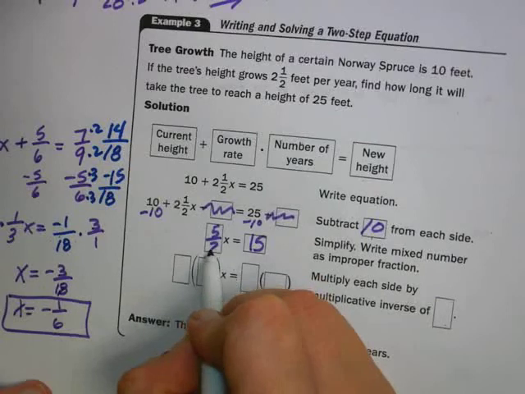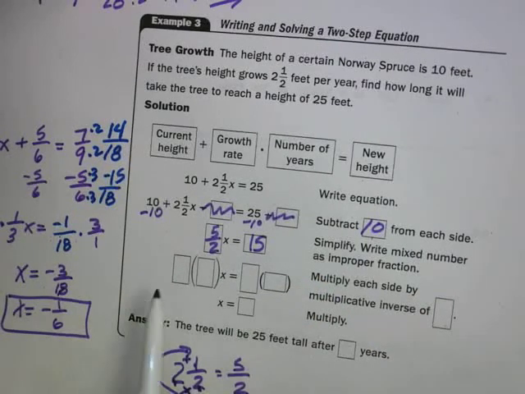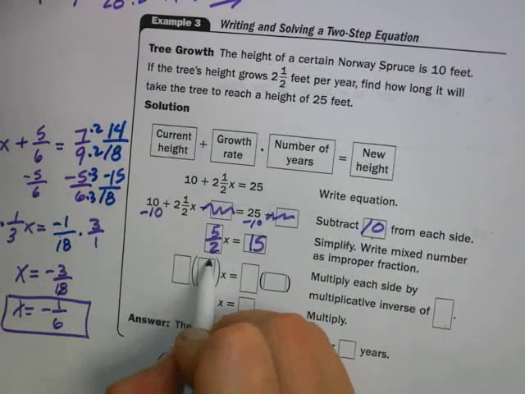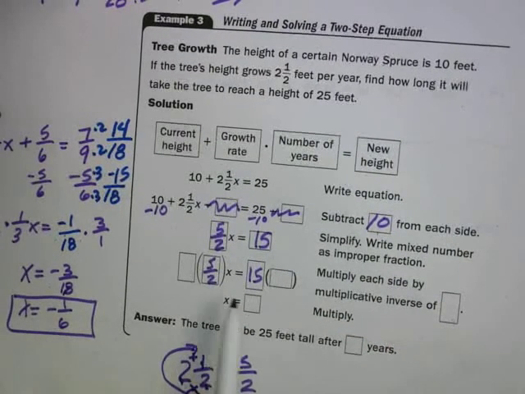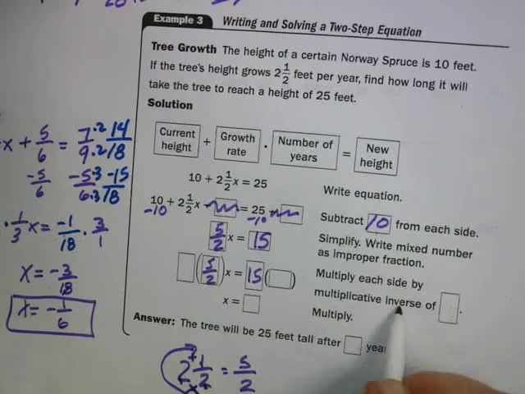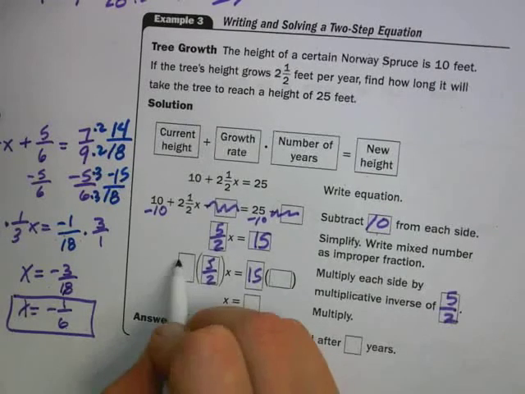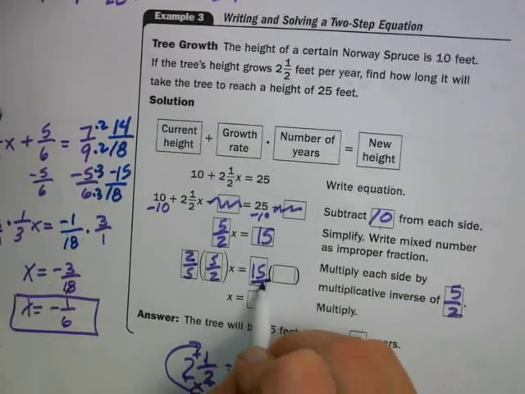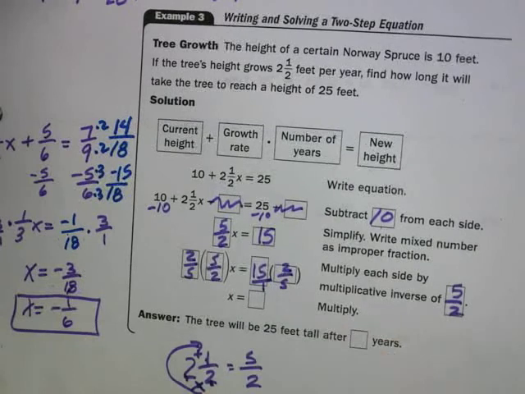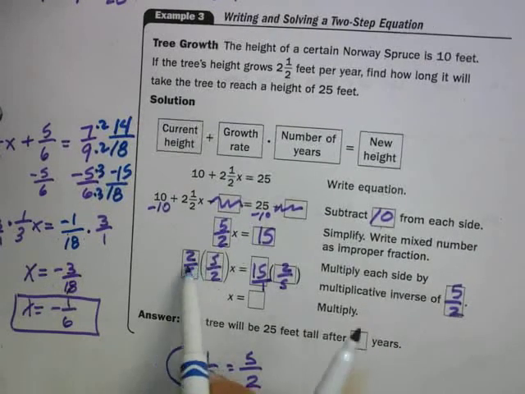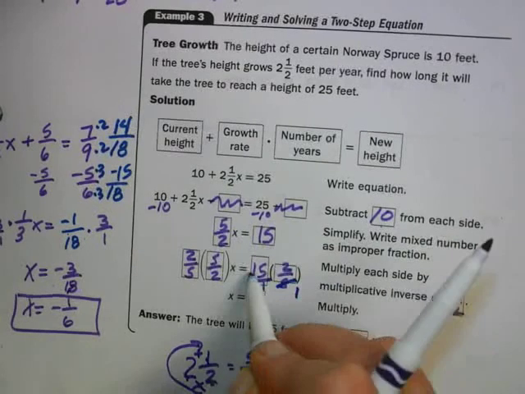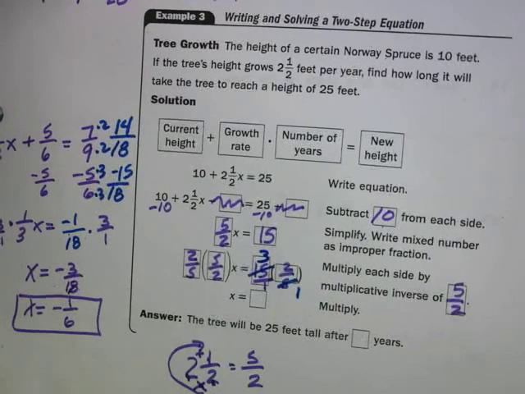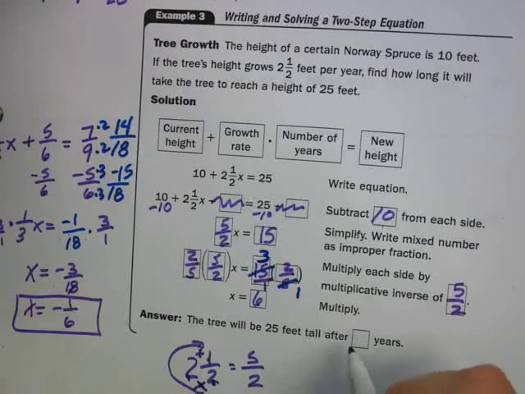Now they're leaving me some room here to do the multiplying on each side, so I'll go ahead and just do that right now. Okay, so I rewrote my problem. Now what do I multiply? I multiply by the multiplicative inverse of 5/2, which is 2/5. I'm going to put that over 1 right now. 2/5. You know I like to cancel. This, of course, equals 1. It's 10 over 10, which is 1. And over here, 5 goes into 5 once. 5 goes into 15 3 times. And 3 times 2 is 6. So the tree will be 25 feet tall after 6 years. And notice I had a word problem and a word answer.